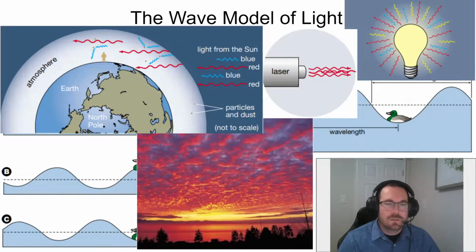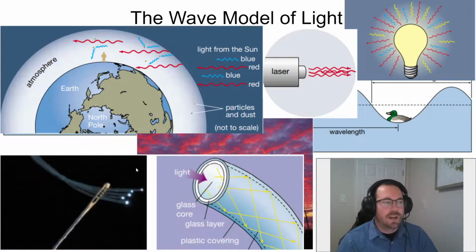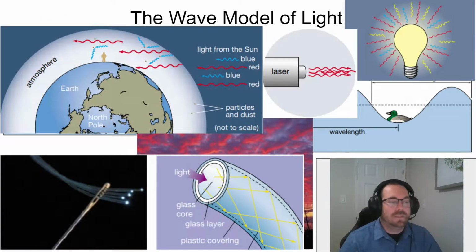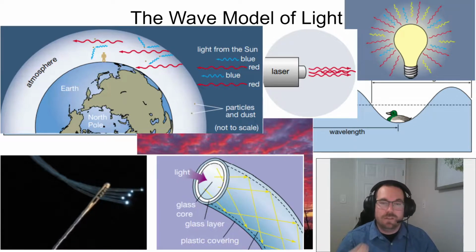Lasers can also help us understand a little bit more about how fiber optics work. And we're not going to spend a lot of time on fiber optics, although fiber optics are fascinating, and maybe even some of you have fiber optic internet, which uses light instead of electricity in order to transfer data very, very quickly.